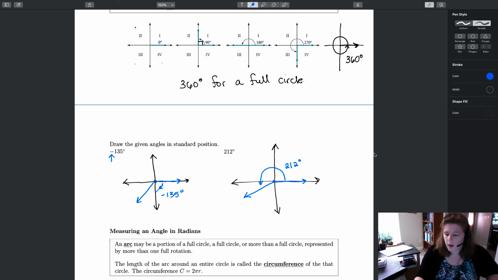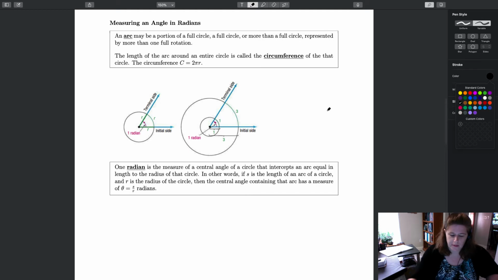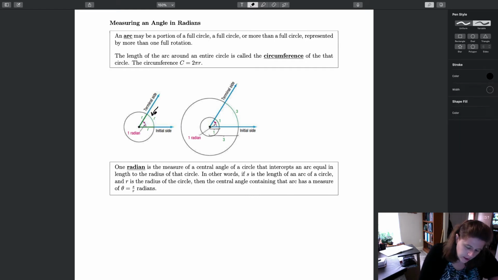Now degrees is one way that we can measure angles, but it's not the only way, and probably it's the one that we won't work with as much this semester. The other is what's called an angle in radian measures. So first I want to talk about an arc. An arc is the portion of a circle on the circle line itself. So if I'm looking here, the arc in purple is this part here. So that's an arc.